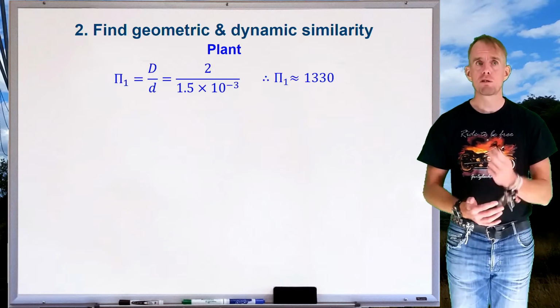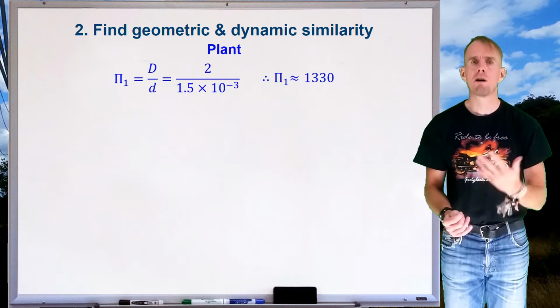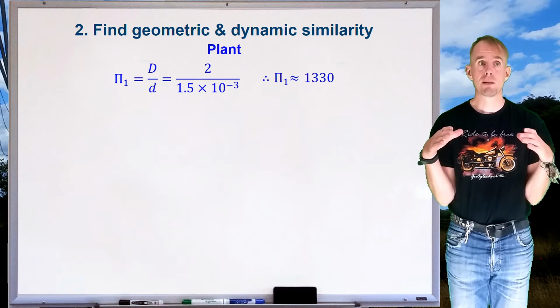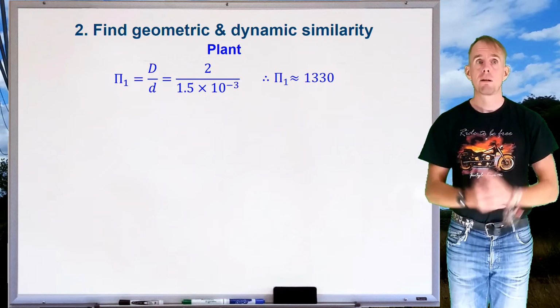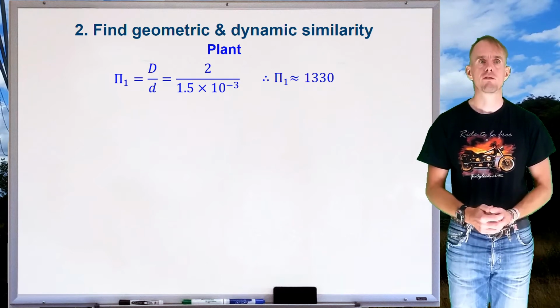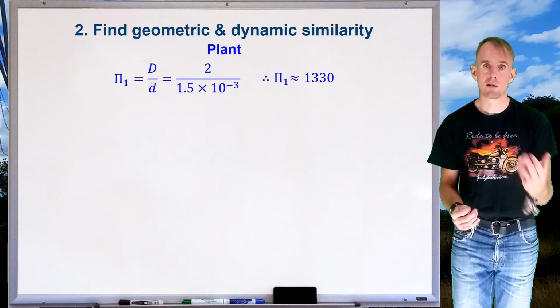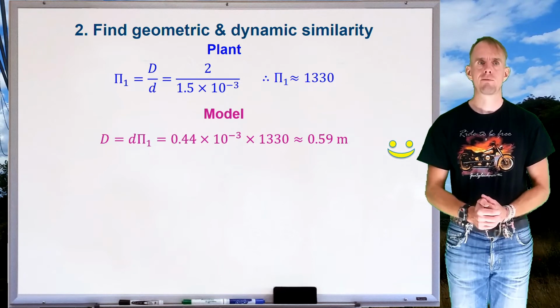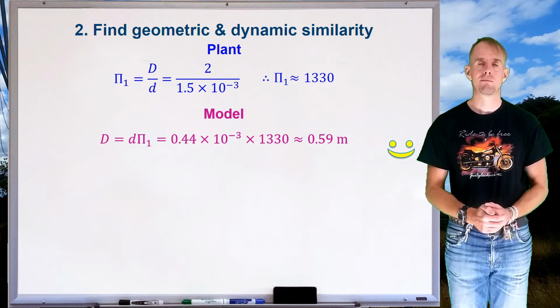We have one more dimensionless group to find. Now that we know our particle diameter, we can work out our model reactor diameter, big D. From our plant data, we see that dimensionless group pi1 has a value of 1,330, which we need to preserve for geometric similarity. And our scale model, therefore, should have a diameter of 0.59 meters.